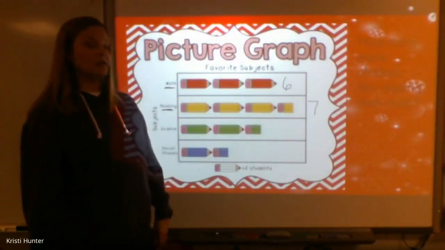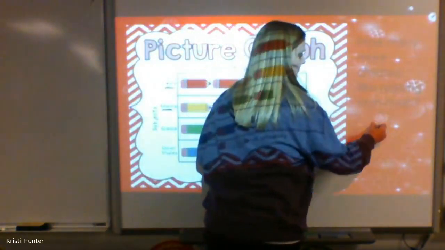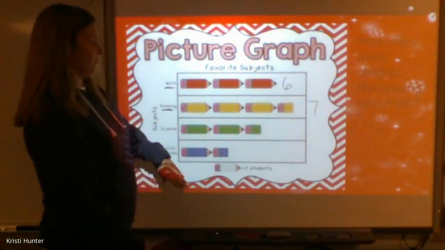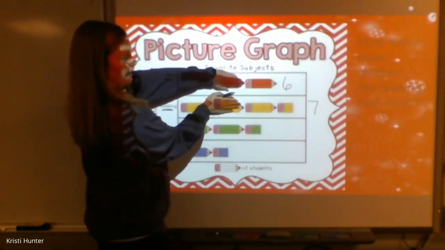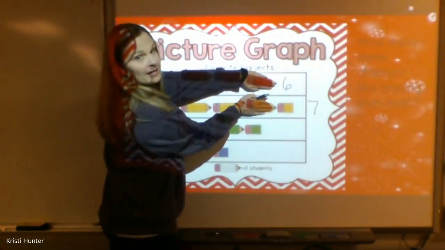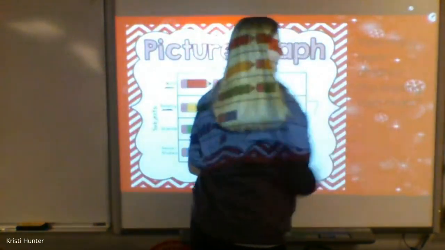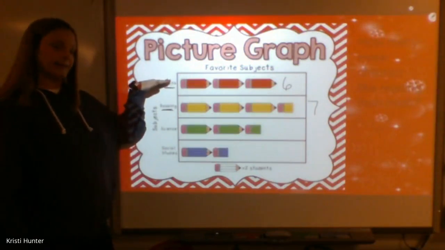So if I take a look at this chart here, I see that the 7 is bigger, so I'm going to do 7 minus 6 to find my answer, or I can compare, remember. So these 2 pencils are the same, the same, the same, and there's my leftover little half, which means I have 1. One more child chose reading over math. Okay?